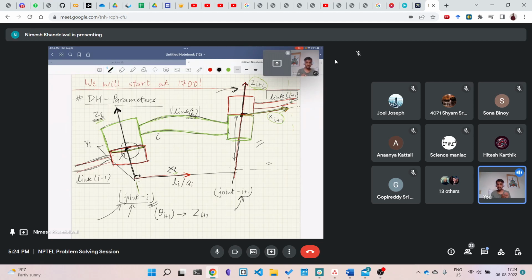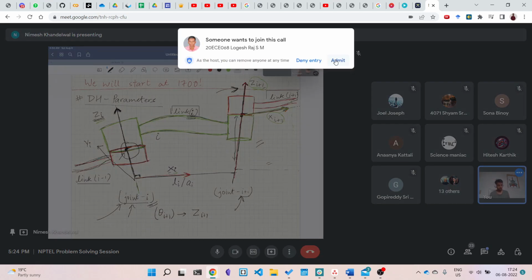Using these two frames, why have I only chosen Z and X and not Y? Because you can always get Y just by taking a cross product of Z and X. This always holds for a right-handed coordinate system.